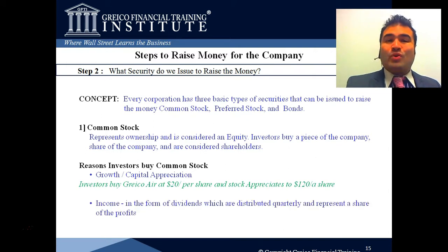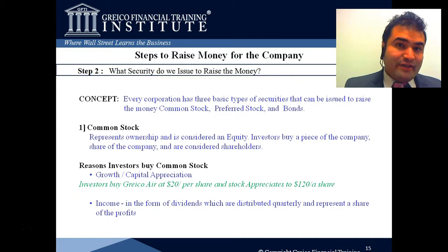Okay, and that's called income. When you buy a stock, it pays you a dividend on a regular basis. So if I pay $100 for a stock and it gives me $5 a dividend every year, well, I'm getting a 5% return on my money.